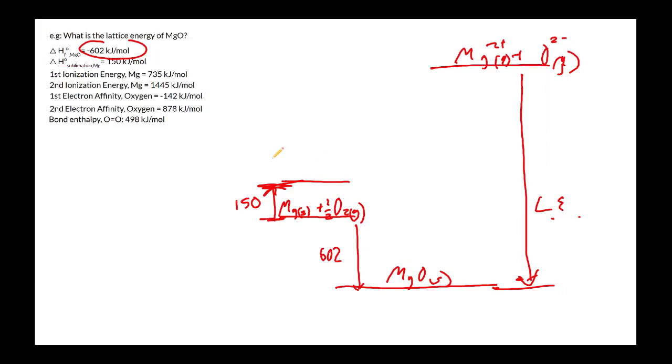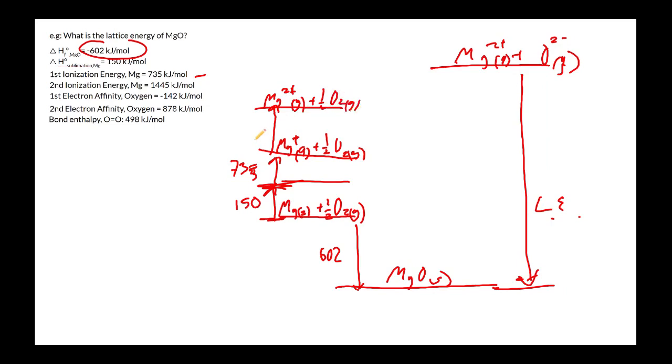Then I'm going to have to ionize the magnesium. That's going to require 2 magnesium ionizations. So I'll go to Mg+ as a gas and 1/2 of an oxygen molecule. The first ionization energy of magnesium is 735 kilojoules. Then I have to ionize it again. So to get to Mg2+ gas and half an oxygen gas, that's going to require the second ionization energy of magnesium, which is 1445 kilojoules.